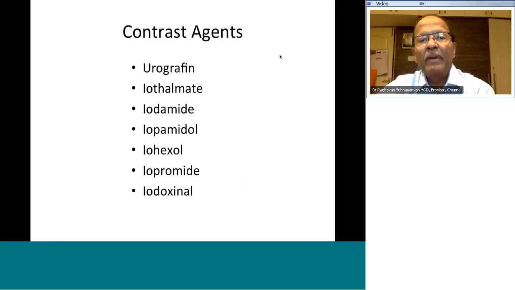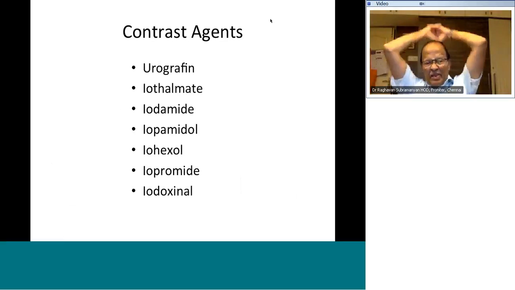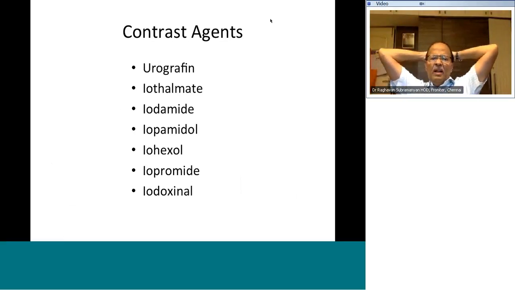Right. Now moving from echo to this thing. I'm going very basic. Many of you would have worked in the cath lab. You have used numerous contrast agents. I made a list of contrast agents here. Now, can somebody tell me which agents would you like to use amongst them for a sick baby or a child with congenital heart disease?